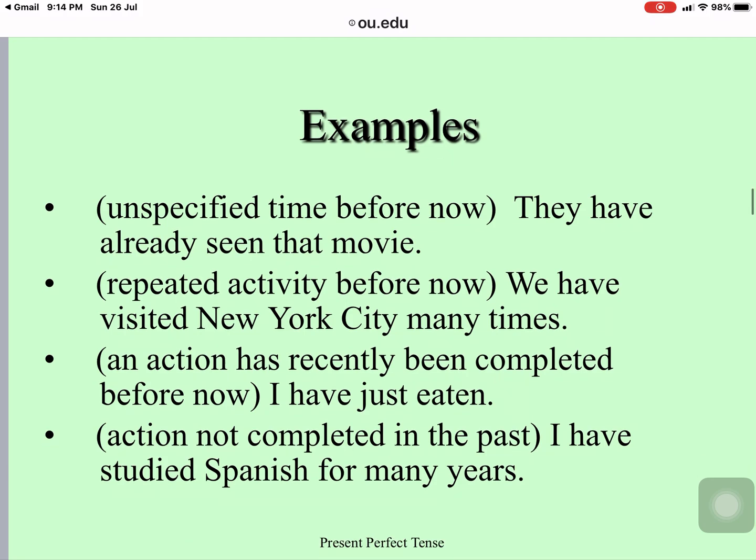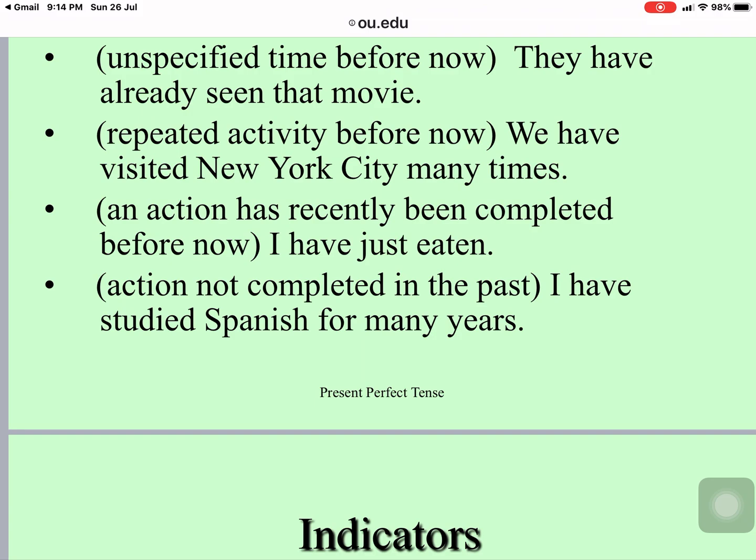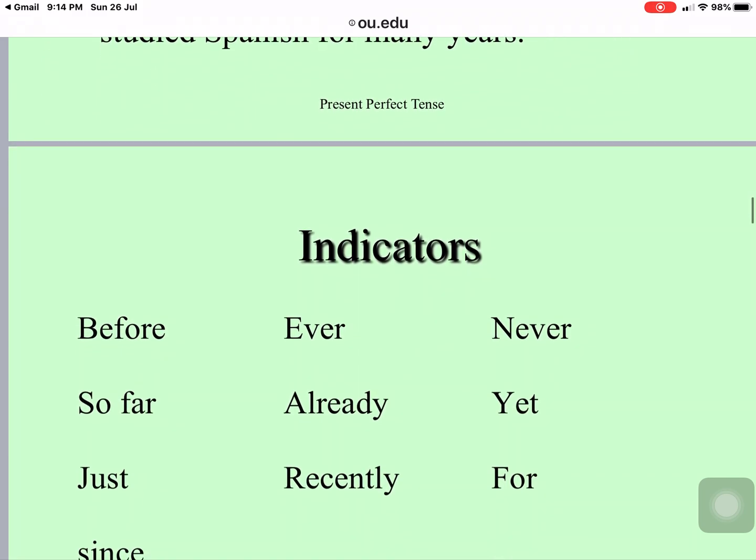Okay, and let's see another case where present perfect is used. Action not completed in the past. I have studied Spanish for many years. Okay, action that was not completed in the past. Here, if we take Tom as subject, Tom has studied Spanish for many years. Okay, what are the indicators?